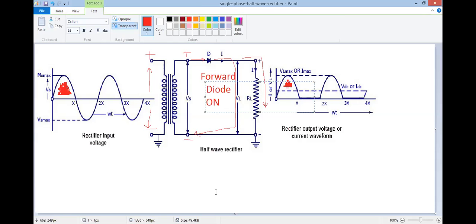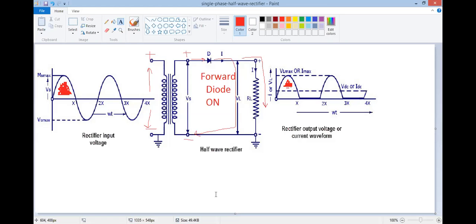In forward bias condition, diode is on. Getting? It is very simple. Why has this happened? Because in positive half cycle, the positive terminal of the signal is on the upper side, negative terminal is on the lower side.